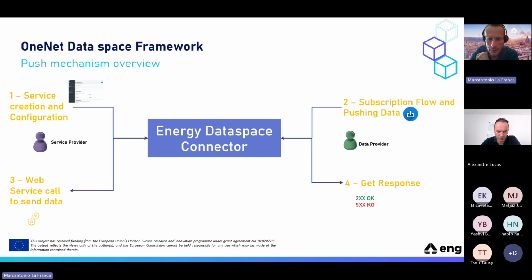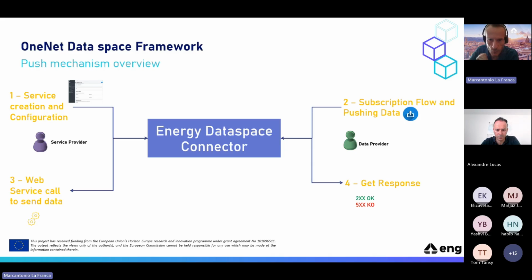In this case, a REST web service is defined according to a predefined interface, and the URL of the service is specified so that it's callable by the push service in the second phase. The data provider can subscribe to this data offering, and once the request is accepted by the service provider, it can push data using the connector in a classic standard way.